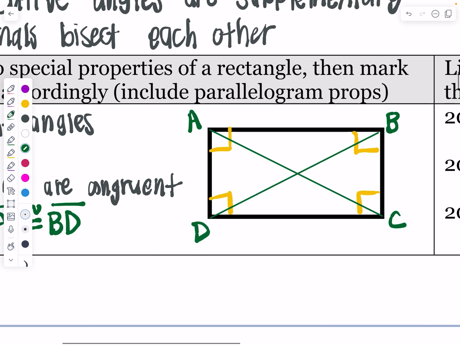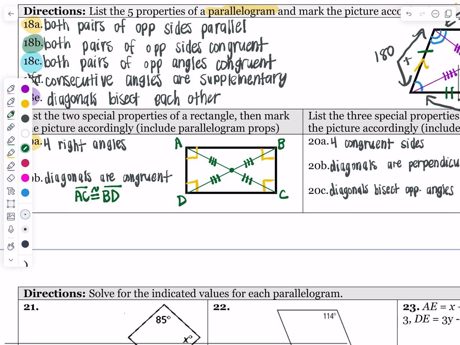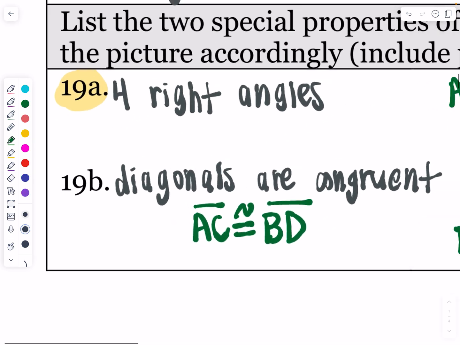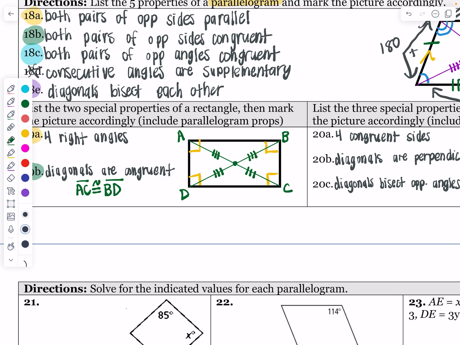I'm just going to add what's new. So I know that those diagonals are congruent and because I know that it's a parallelogram, I know that all 4 of these pieces are going to be the same length, because if the full amounts are congruent, the 4 individual pieces are congruent as well. So that's the extra properties for a rectangle. I'm only going to mark the extra properties just to save us a little bit of time.